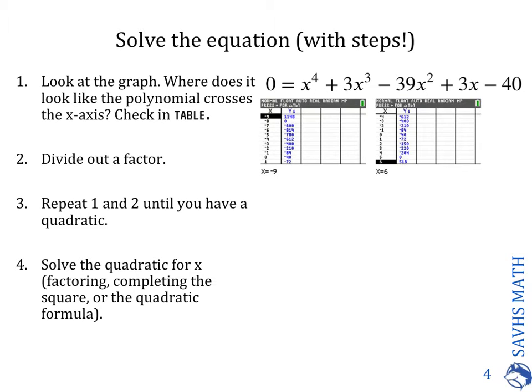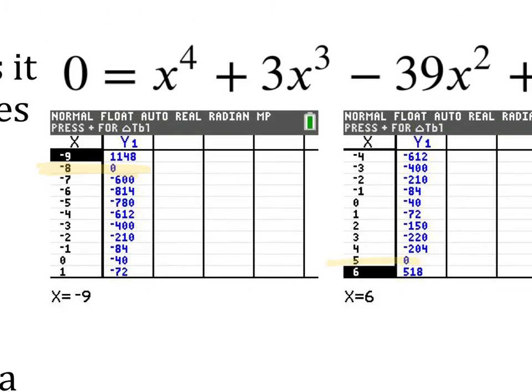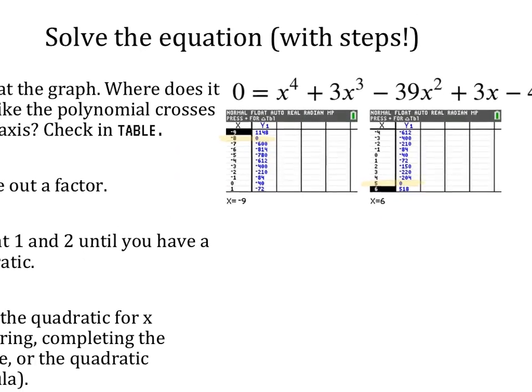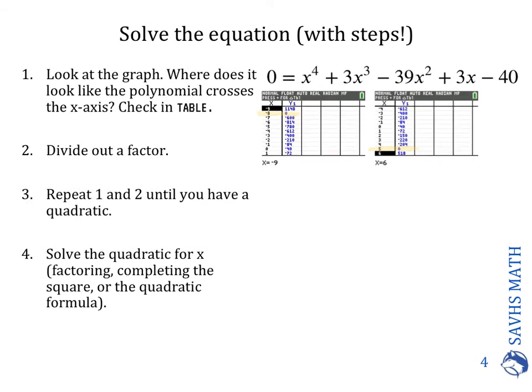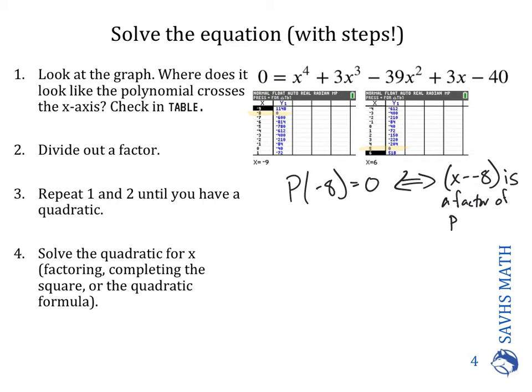Okay, so now that we have the two pieces of information we got from the calculator, I'm just going to highlight those again, this and this. We can use those two zeros to write factors of this polynomial. And so here's the deal. We know that p of -8 equals 0. This implies two ways that x minus -8 is a factor of p of x.